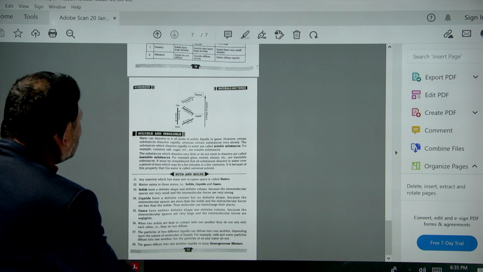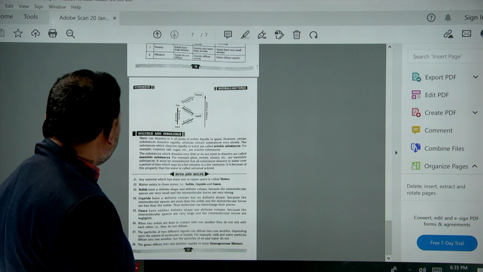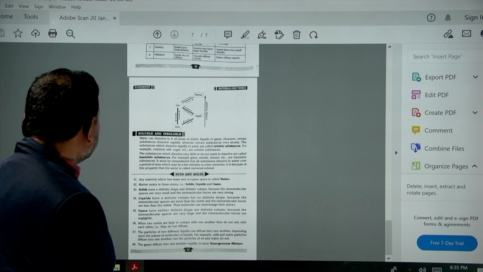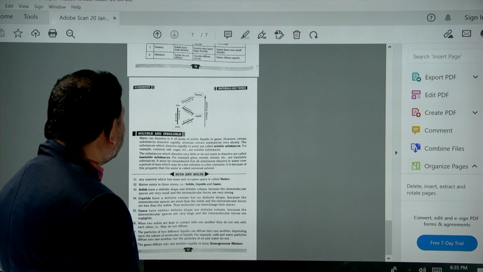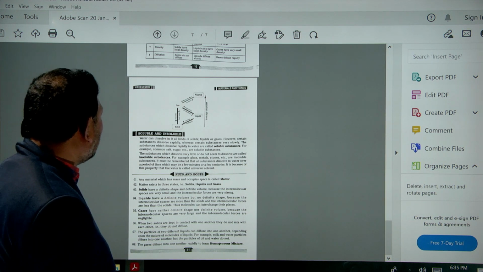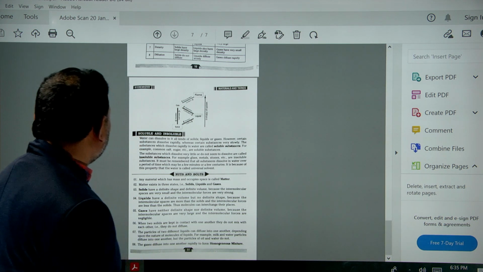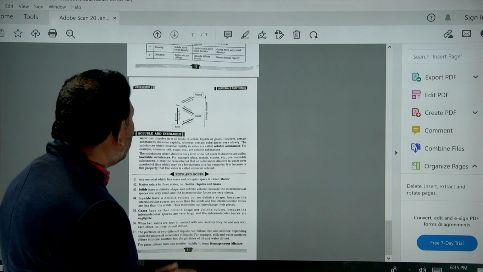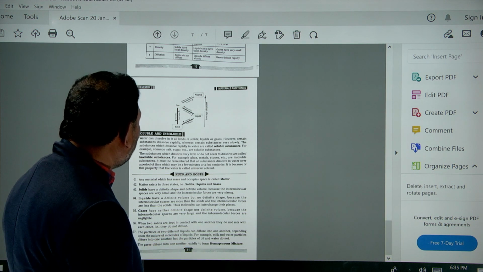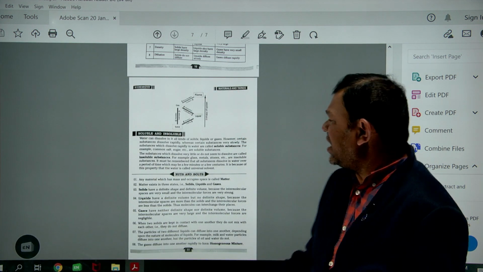When two solids are kept in contact with one another, they do not mix; that is, they do not diffuse. The particles of two different liquids can diffuse into one another depending upon the nature of the liquids. For example, milk and water particles diffuse into one another, but the particles of oil and water do not. Gases diffuse into one another rapidly to form a homogeneous mixture. So, this is about materials and things.